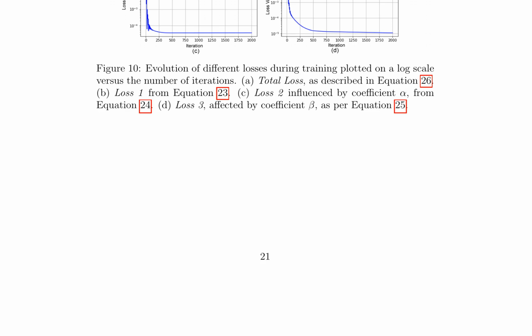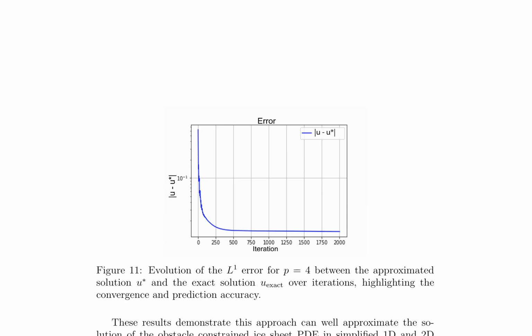The L1 error is computed to assess the efficiency of the neural network's predictions for p equals 4, as illustrated in Figure 11. This analysis provides a detailed evaluation of the neural network's performance in approximating the solution for p equals 4, highlighting its strengths and weaknesses. The convergence and prediction accuracy of the approximated solution U* compared to the exact solution U exact over iterations are illustrated in Figure 11, demonstrating the efficacy of the proposed approach in approximating the obstacle-constrained ice sheet PDE in simplified 1D and 2D domains.